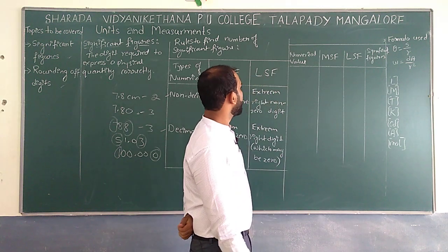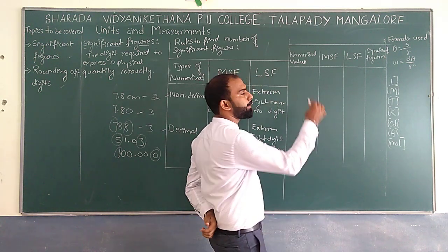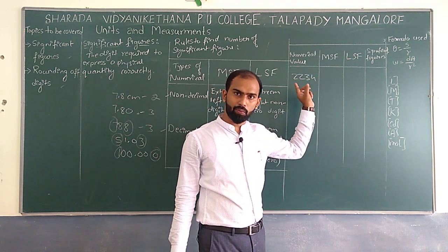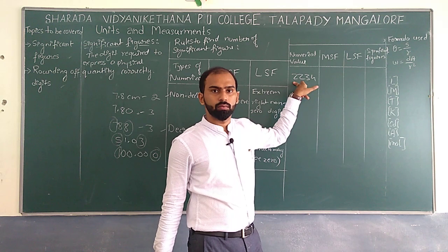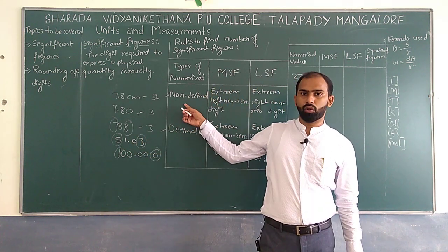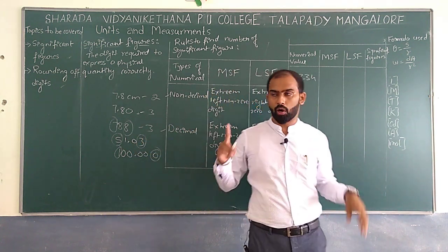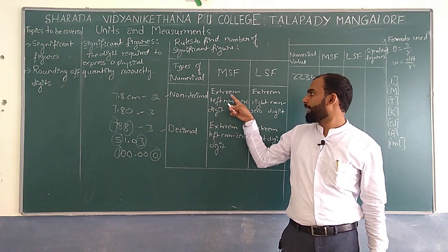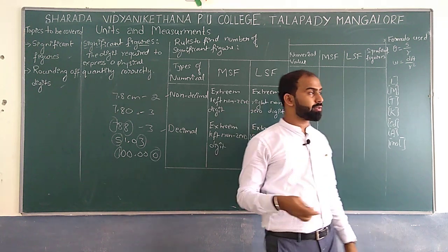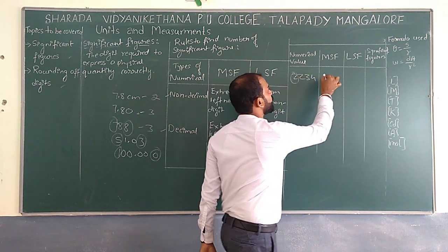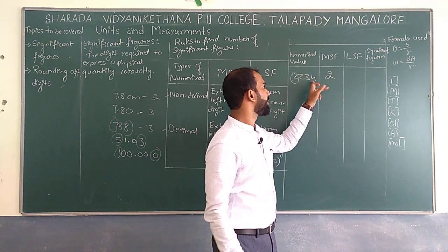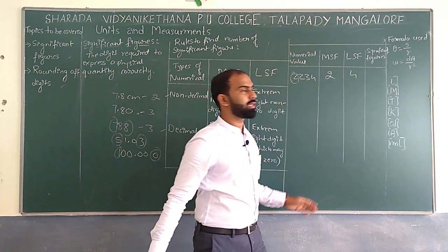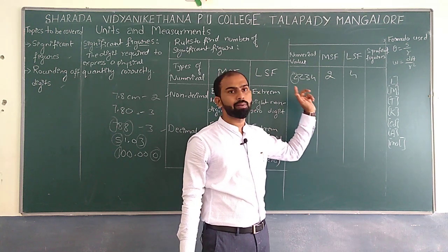So if I have the value 2234, what is the MSF value of this particular value? You have to go with the rows. We have to check first whether the given value is decimal or non-decimal. Obviously, it is a non-decimal, and how to check the MSF value? Extreme left non-zero digit. Which is the extreme left? That is the 2. So MSF is 2, and LSF, the extreme right non-zero, should be 4. So what is the significant figure? How many digits are there in between MSF and LSF?